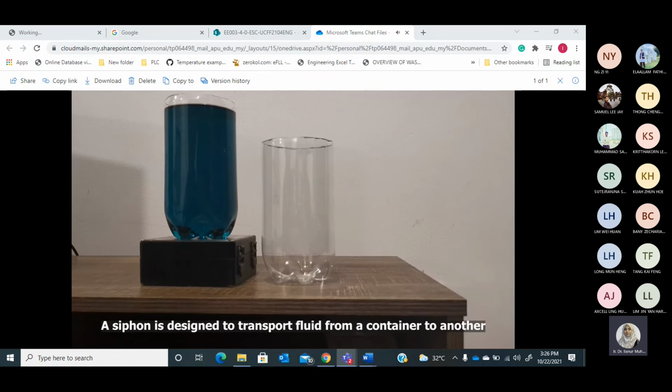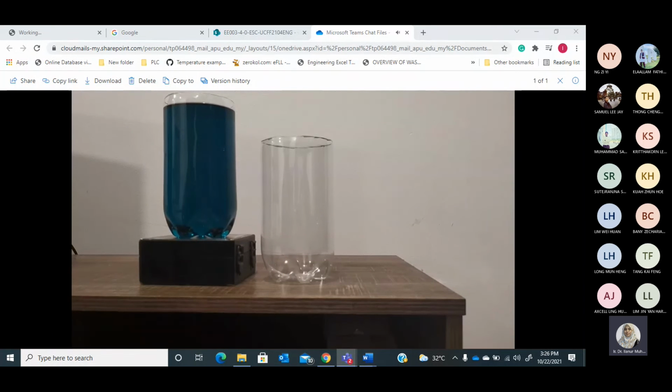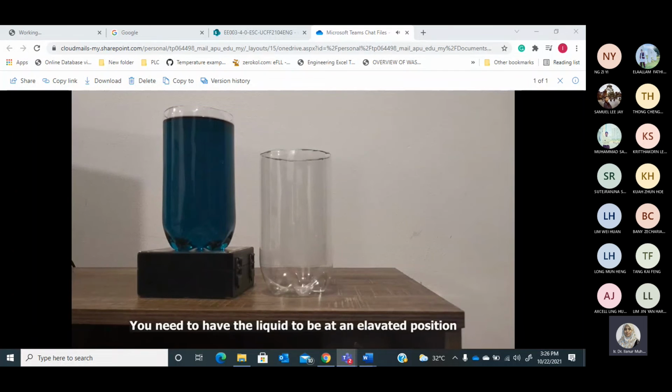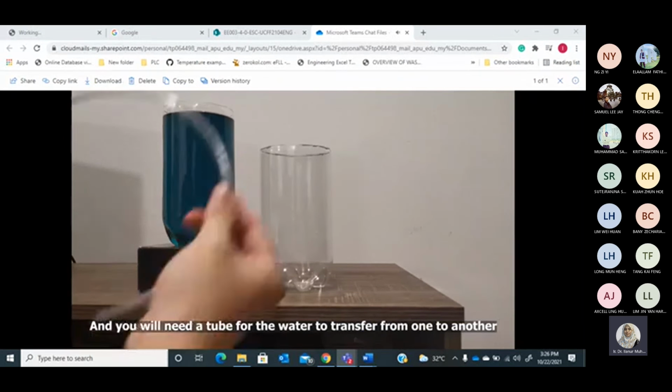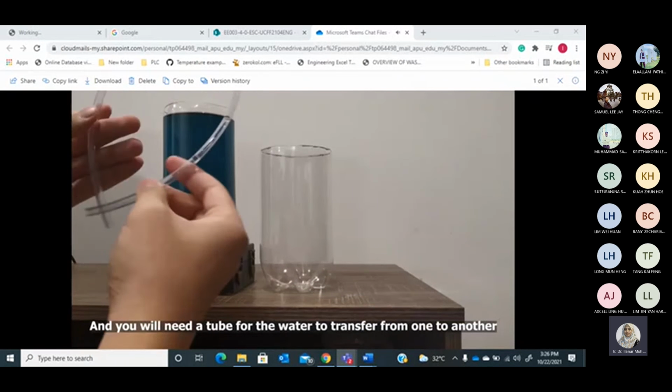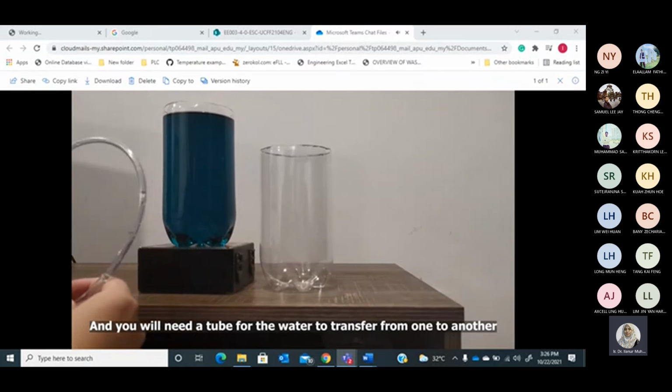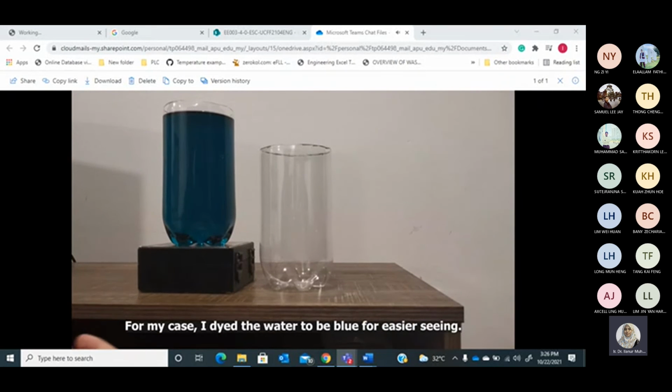A siphon is designed to transport fluid from one container to another. For a siphon to work, you need to have the liquid at an elevated position, and you will need a tube for the water to transfer from one to another. For my case, I colored the water blue for easier seeing.